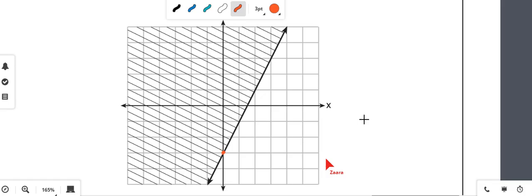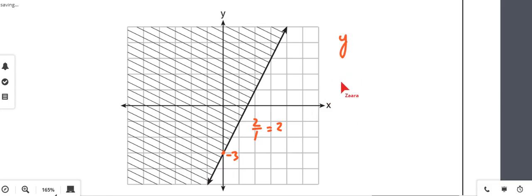Okay, the y-intercept is negative 3, and the slope is 2 up and 1 right, so 2 over 1, which is 2. It is rise over run. So firstly, this is the equation. I'm writing it in the form of an equation, but this is not our answer. It is y equals 2x minus 3.